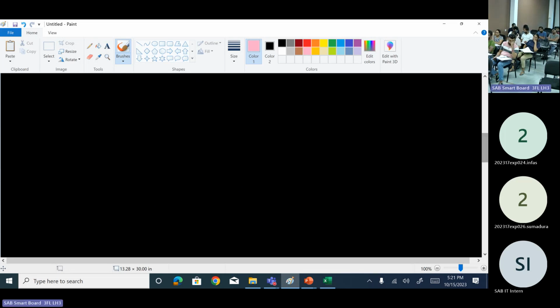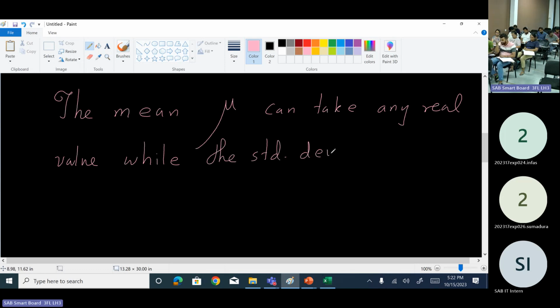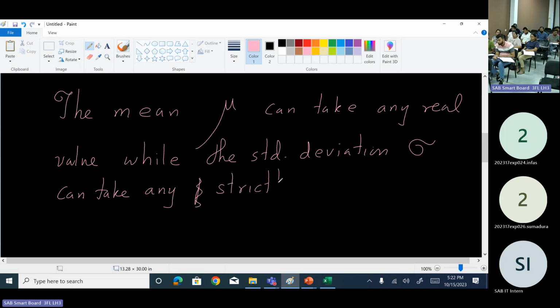So we can continue to the next paragraph. Next line, you can write: the mean mu can take any real value, while the standard deviation sigma can take any strictly positive real value.